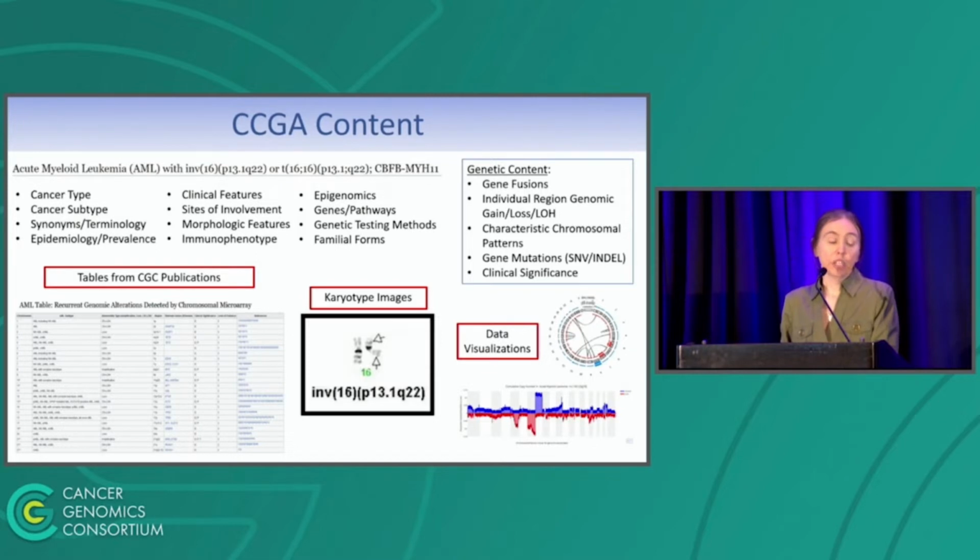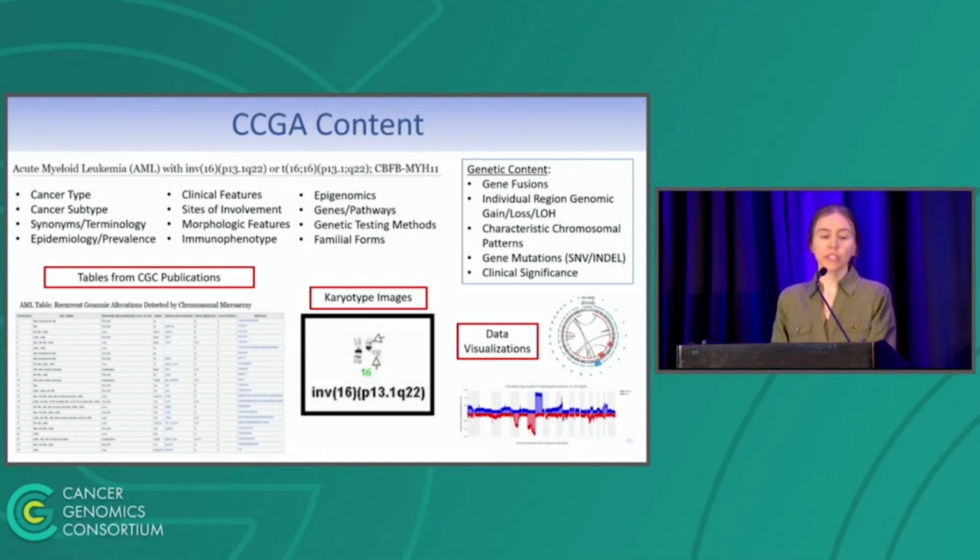This is an example of content. So an AML within version 5 page, you can see all the different information below. But what I want to emphasize is the genetic content, because that's what this is about, because our field moves so quickly in terms of new genetic information that's what we really are trying to capture.